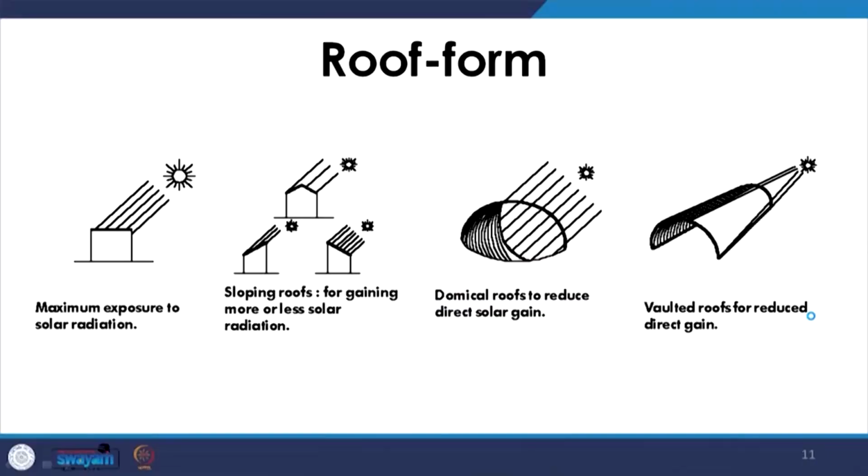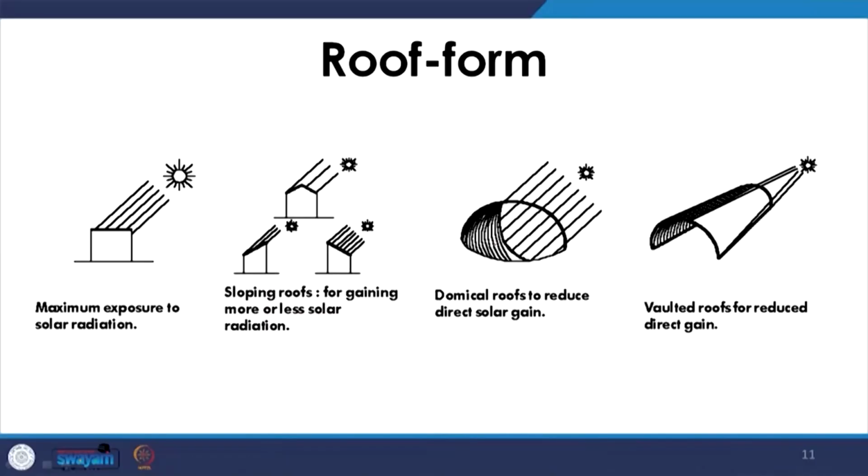The next we are looking at roof form. So if we have a flat roof, it gives maximum exposure to the solar radiation. It is exposed for a longer duration of time because it is flat and receives sun almost throughout the day. While if we have domical roofs, half of the dome would at any given point of time be shaded by its own. Same as with walls if it is properly oriented.